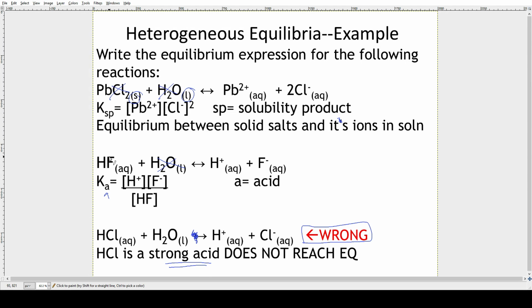So let's look back here. HF. Is hydrofluoric acid a strong acid? No, it's not. It's weak. It's very scary, but it's still weak. So we can write a Ka. That just means we're doing this with an acid.